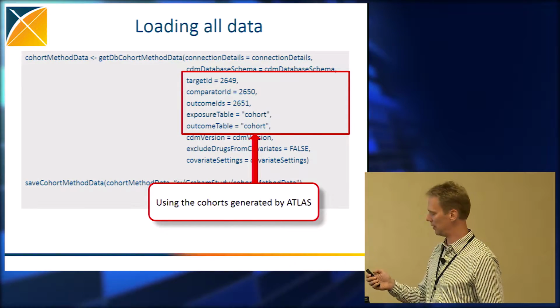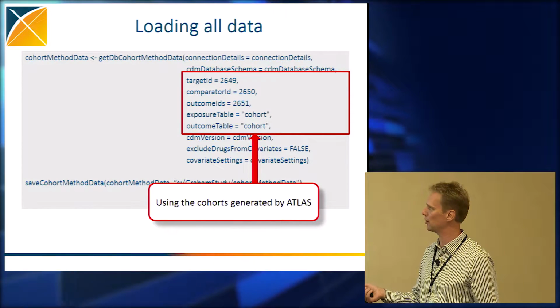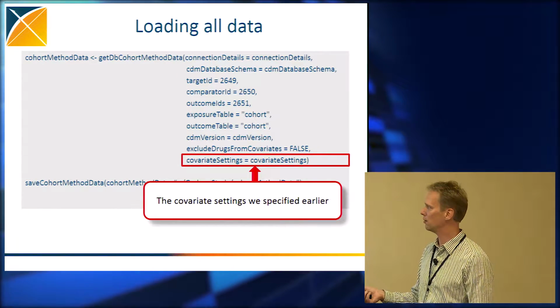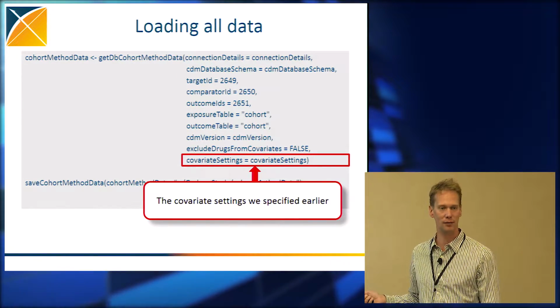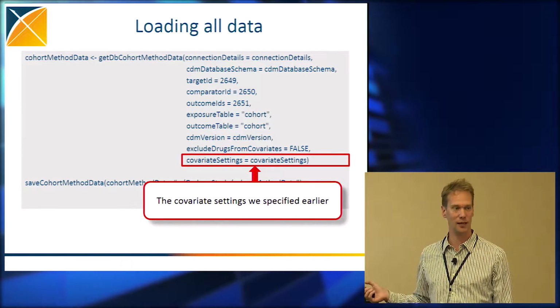And so Patrick created these 3 cohort definitions. So we just reference those, and they'll be in the cohort table. So we need to specify that. And then here, we specify what the covariates are that we want to be constructed. And then that's it. You just hit go.